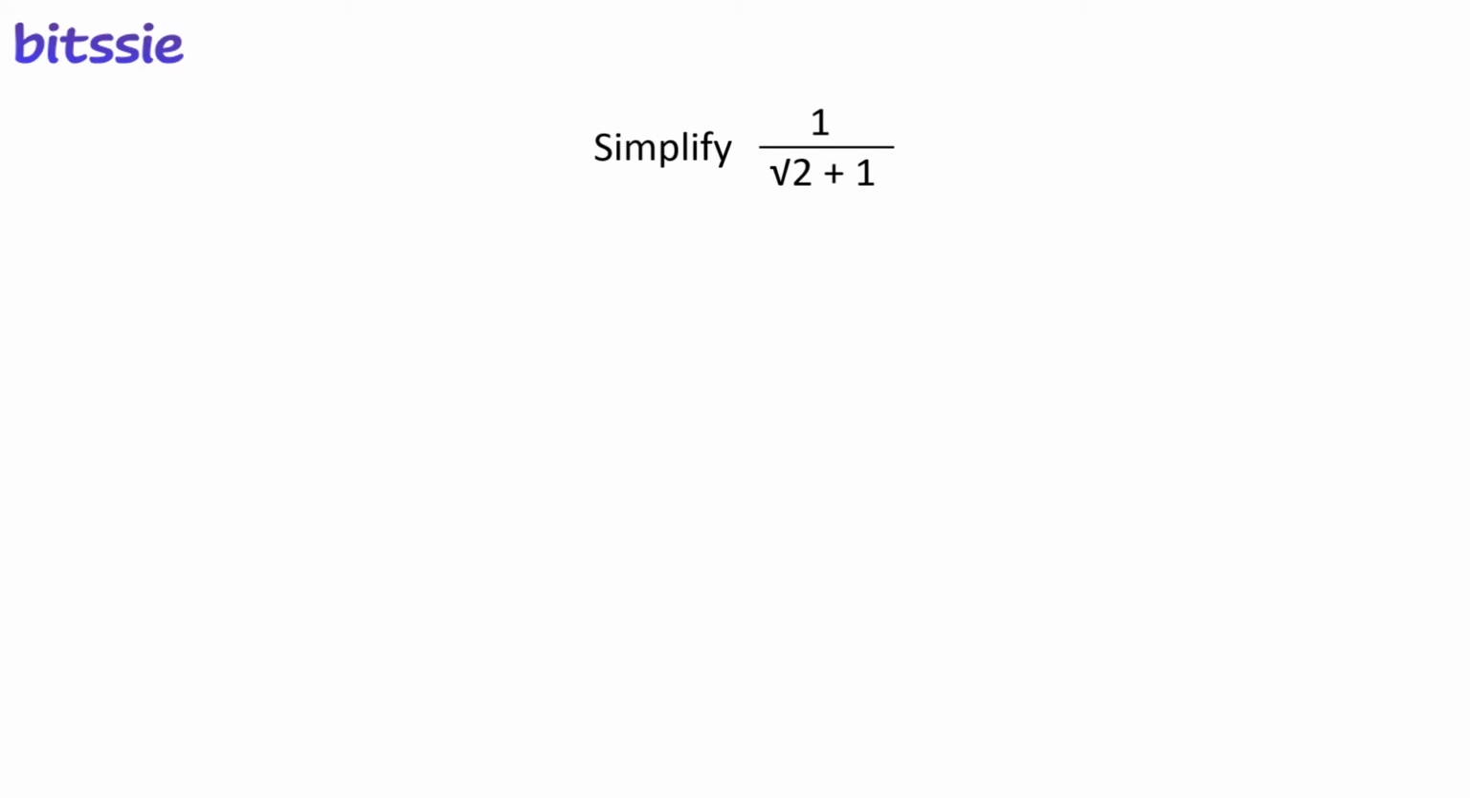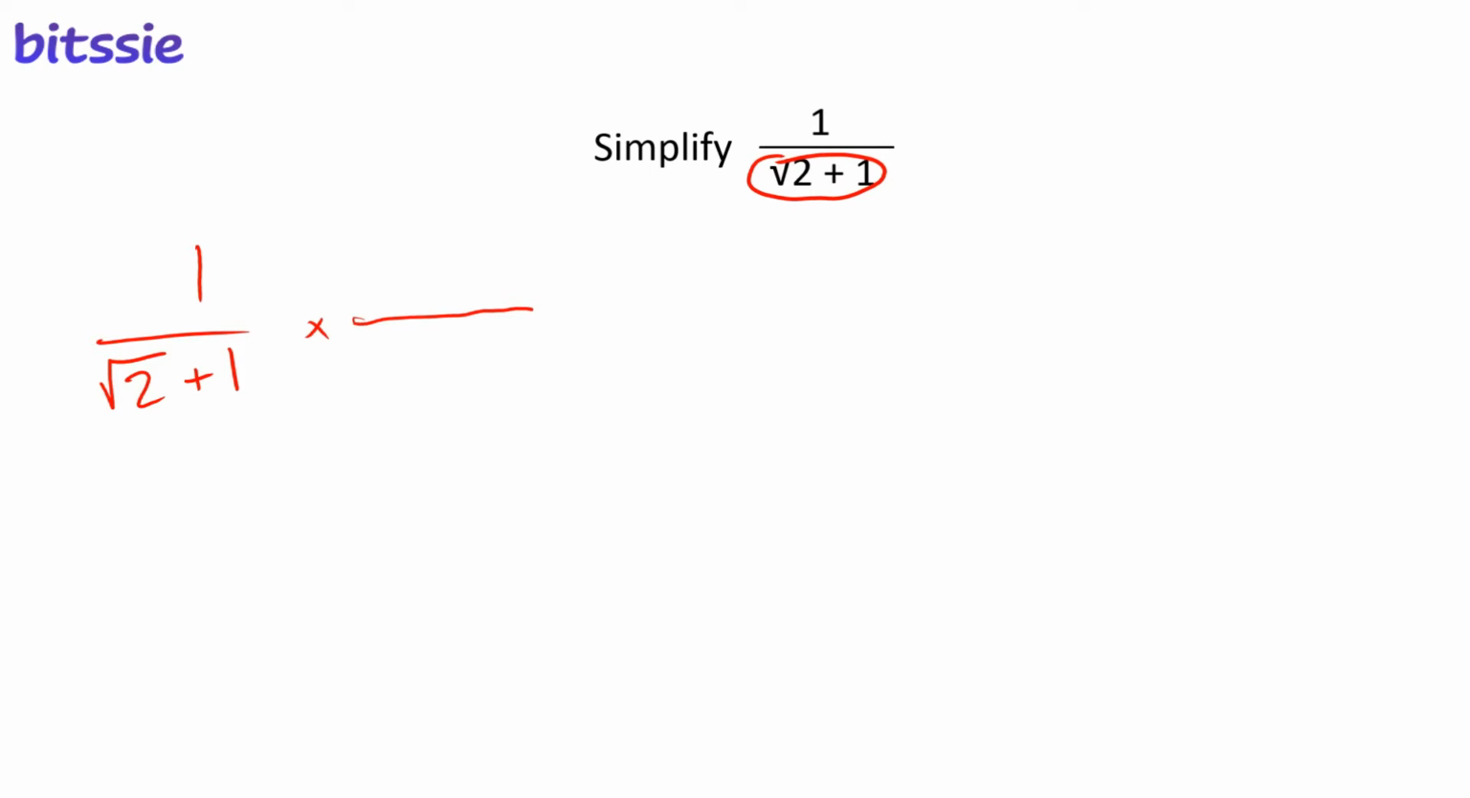So the fraction we need to simplify is 1 over root 2 plus 1. Obviously, to keep this fraction the same, we need to multiply it by a fraction which is the same on the top and the bottom, so that it's equal to 1. But what is that fraction that we need to write? Well, to work that out, we just need to find out the inverse of this, the root 2 plus 1.